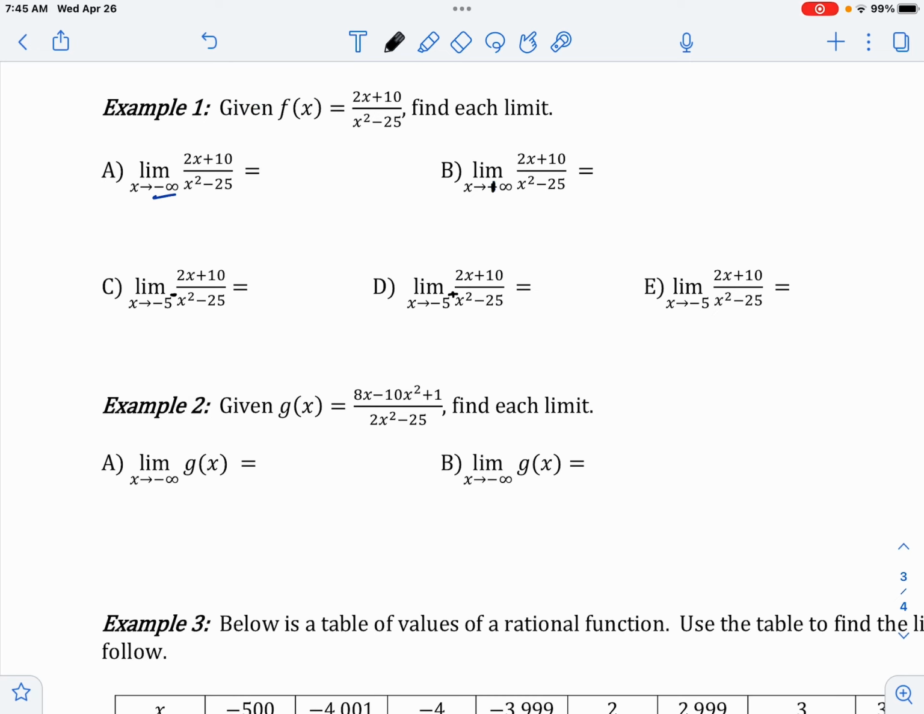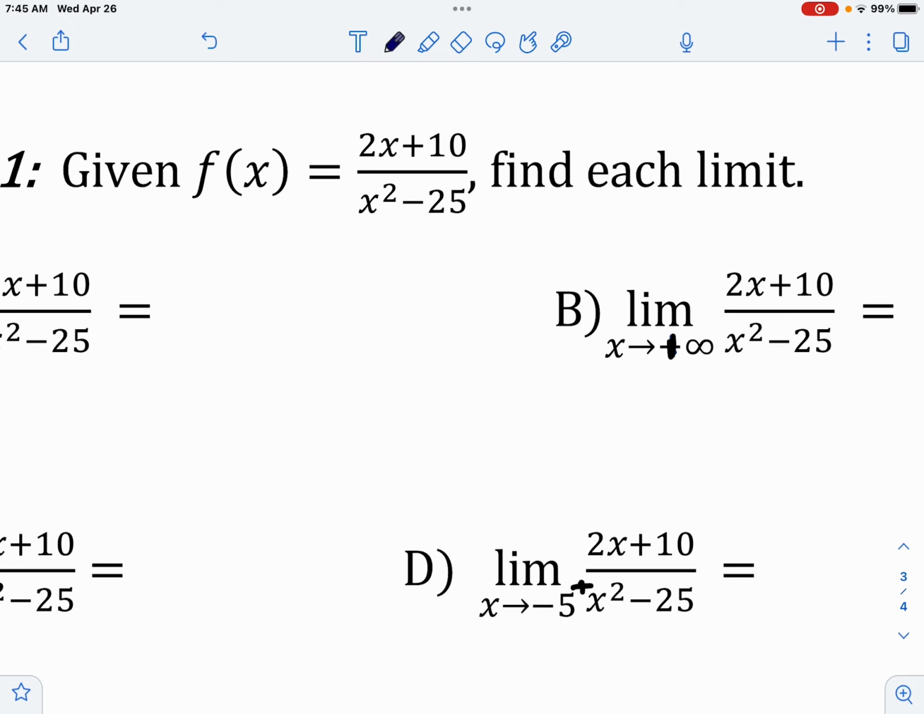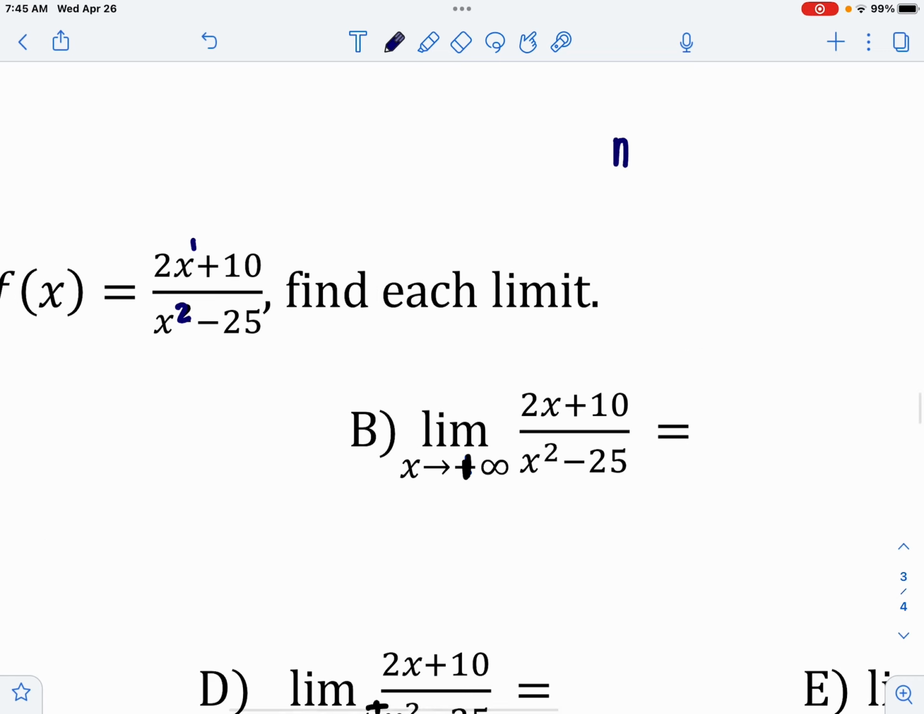So in order to find those limits of a rational function, I need to know where the horizontal asymptote is. So let's find the horizontal asymptote. Remember, to find the horizontal asymptote of a rational function, you compare the degrees. So the degree here is 1, the degree here is 2. The degree in the denominator is bigger. So remember, if the numerator is bigger, none. Denominator bigger, then it's y equals 0. And if it's the same, then it's a ratio of the leading coefficients.